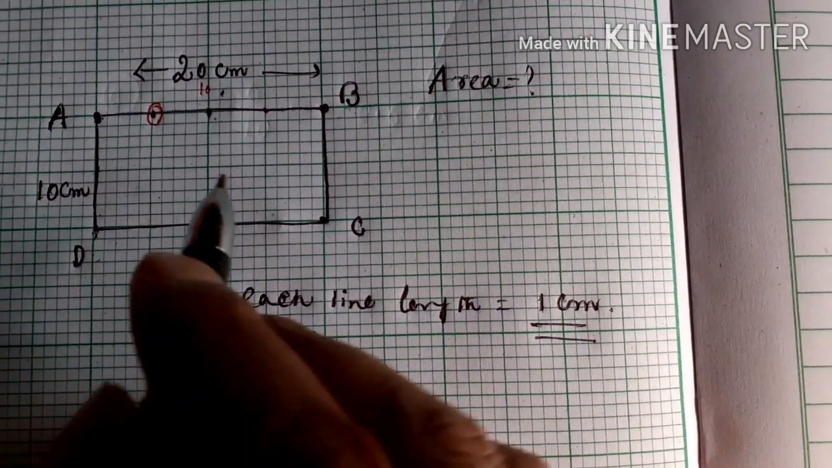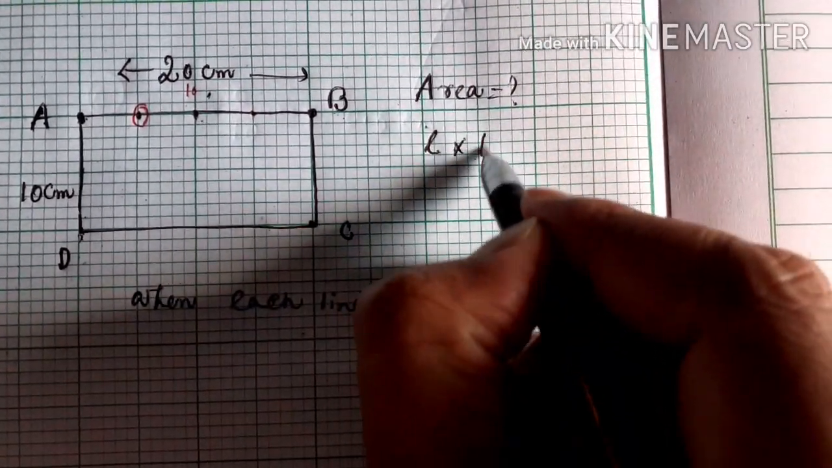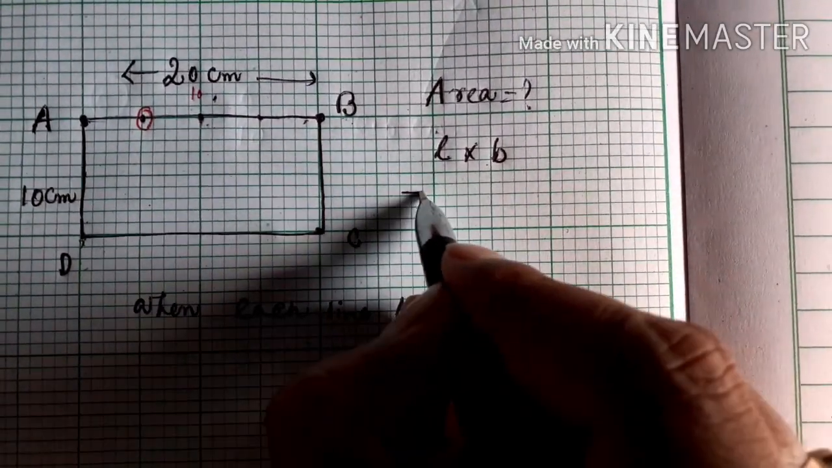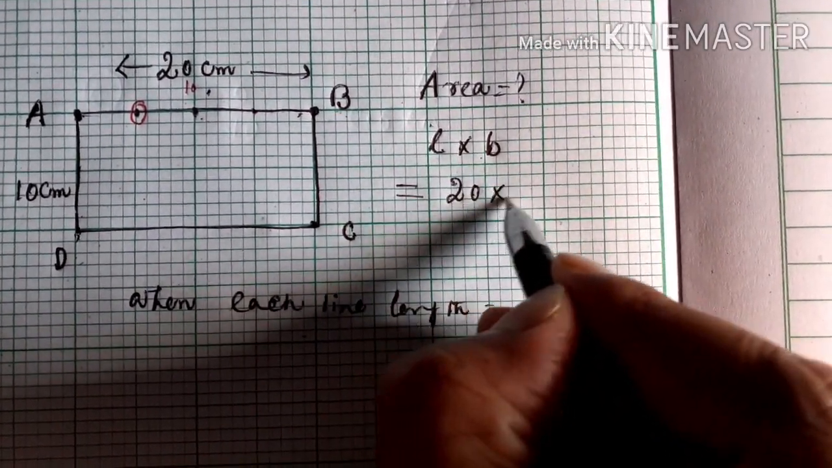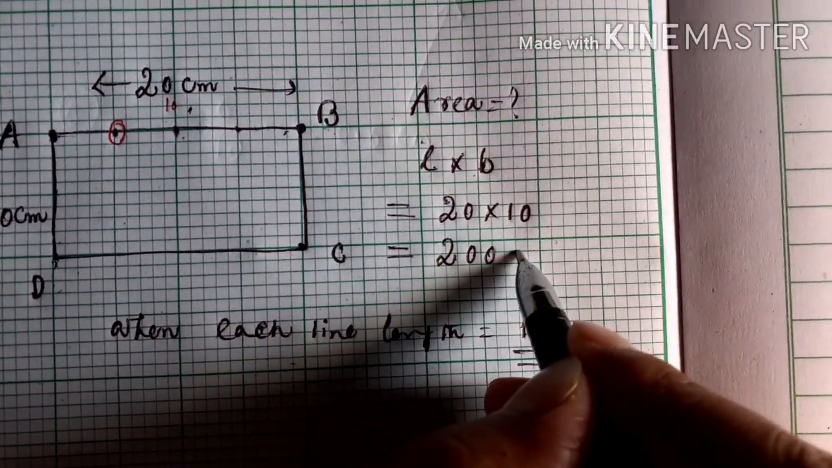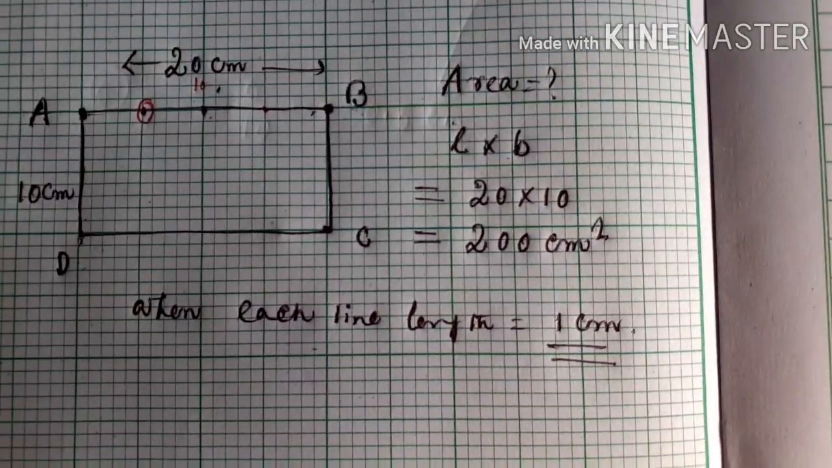1 centimeter each. So we all know that the area of a rectangle is equal to what? Length into breadth. That is the formula. This is the length, this is the breadth. So area will definitely be 20 into 10, that means equal to 200 centimeter square. That will be the area of this particular rectangle.